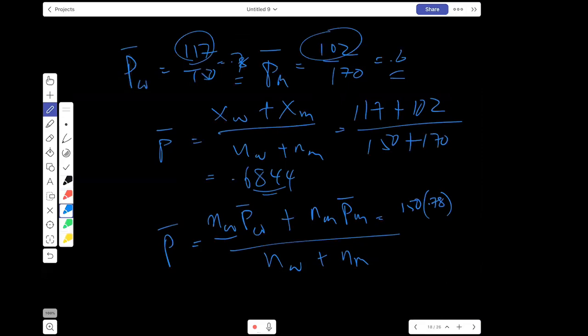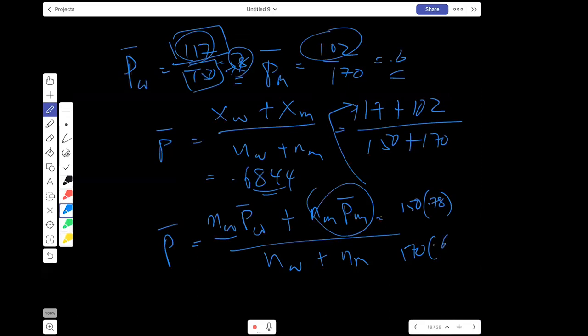In other words, if you look here, you'll see that 117 is, if we cross multiply, 150 times 0.78. So that will actually equal 117, which basically brings us back to what I had up here, which is the number of observations. This piece right here was 170 men times the proportion, which was 0.6. Well, that's going to give me the 102.